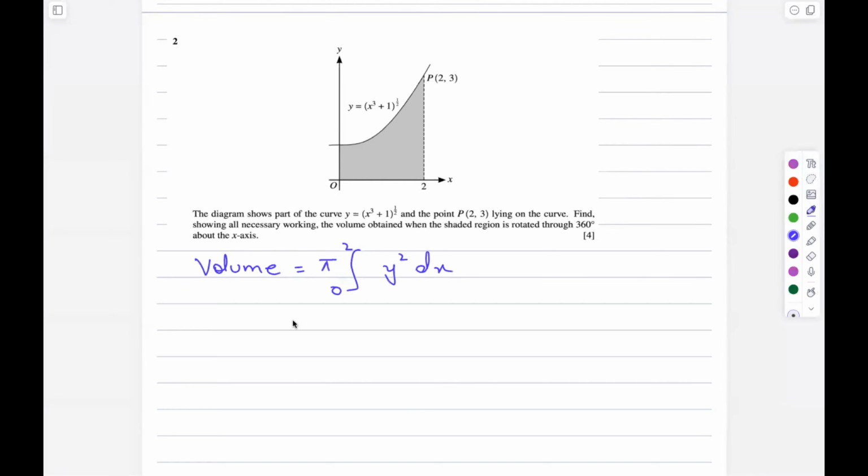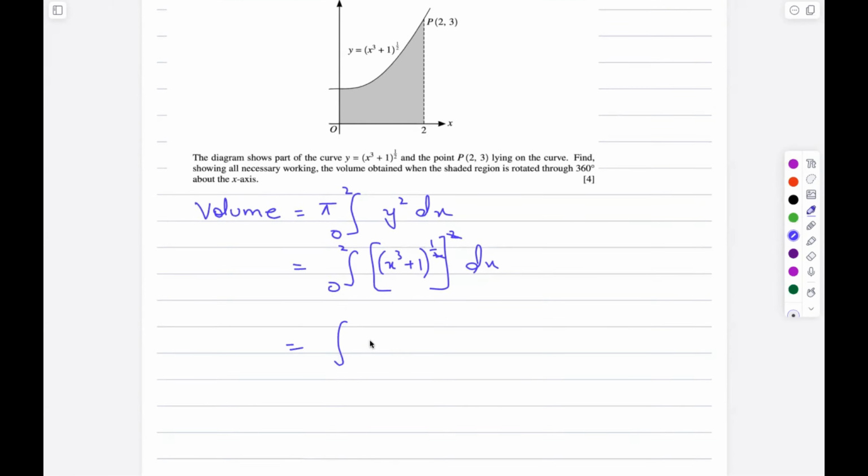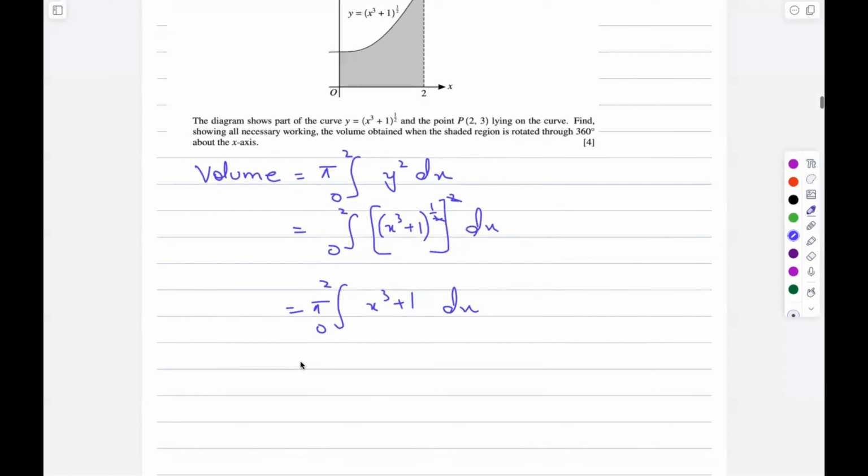Now in this question, y is x cube plus 1 to the power half. So this will become x cube plus 1 to the power half whole squared dx, and the limits are 2 and 0. So when we square, this will cancel out. The expression will be x cube plus 1, and the limits are 2 and 0. Integrating x cube, we'll get x to the power 4 upon 4, and integrating 1 we'll get x.